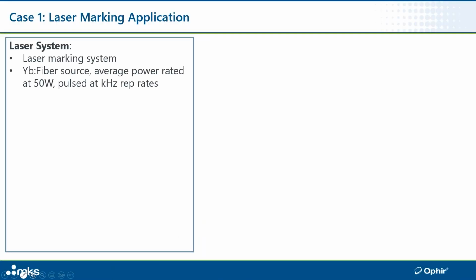Number one is a laser marking application. So this particular laser system, I apologize, I don't have a picture of it, but it's a laser marking system. It's a fiber laser system. It yields an average power rating of 50 watts. It is a pulsed laser. Usually the marking lasers are pulsed at kilohertz rep rates. The application is marking and scribing for this particular system, and the trouble that we were seeing was inconsistent marks. So we were interested in finding out what was yielding these inconsistent marks.